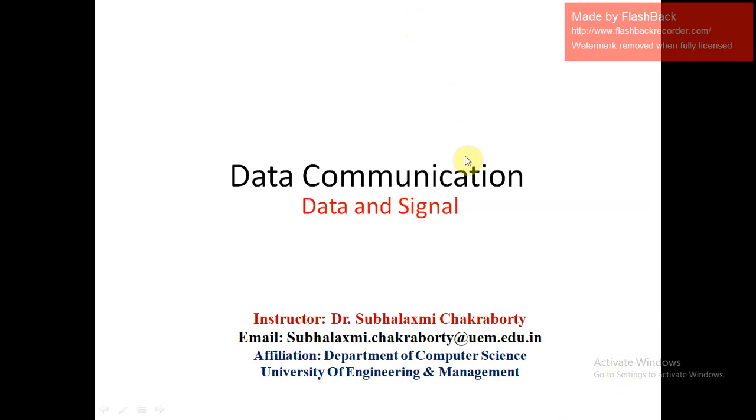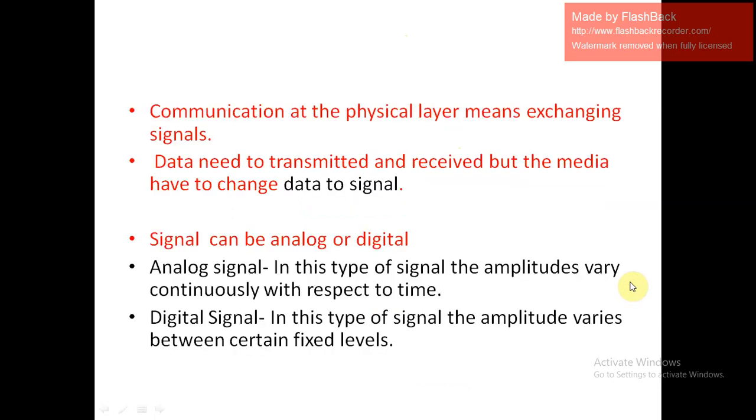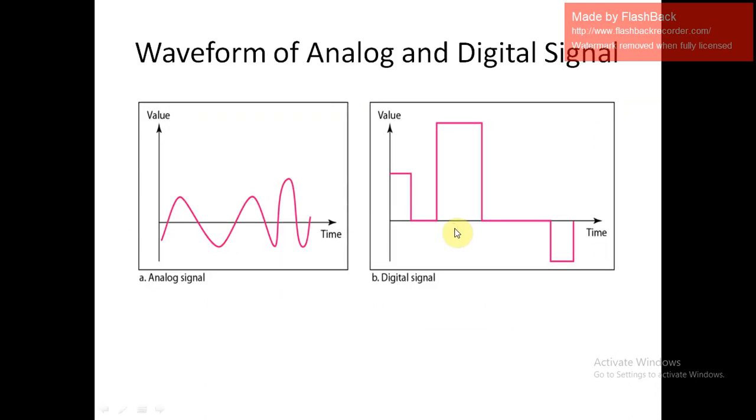So today our topic of discussion is data communication, and I would like to emphasize a particular chapter, data and signal. So we know that data needs to be converted into signal when it is passed through the physical layer. There are different types of signal: analog signal and digital signal, and we can see from the diagram that the left one shows the analog signal and the right one shows the digital signal.